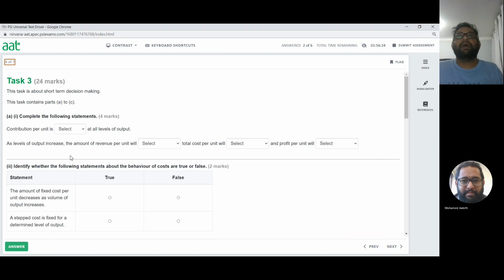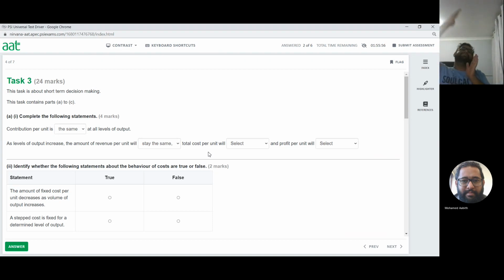Okay. So in this scenario, it will be the same. As the level of output increases, what will happen to the amount of revenue per unit? It will remain the same, it's not going to change much there. But what will happen to the total cost per unit? Remember, the cost will be inclusive of your variable and fixed cost.